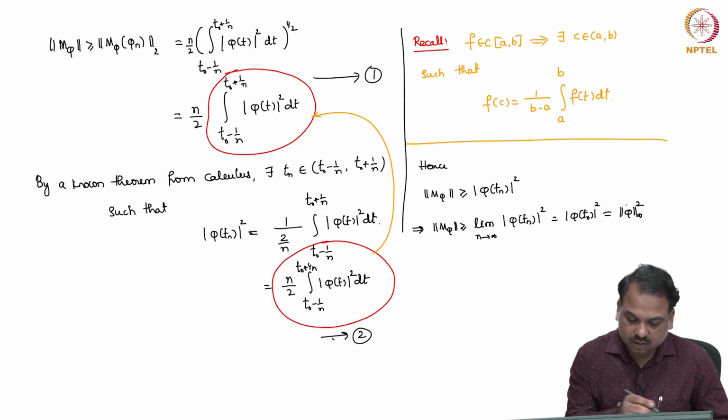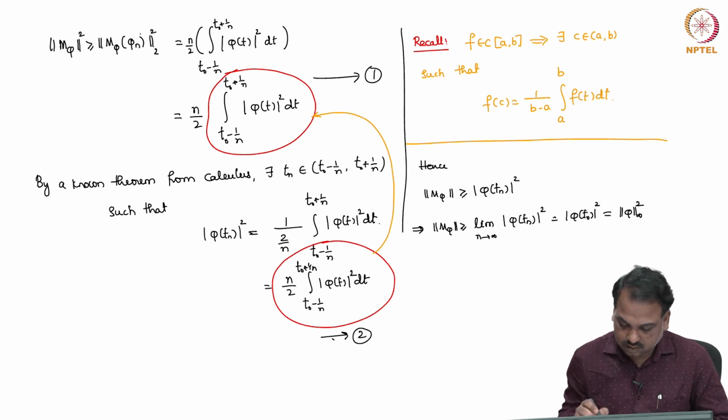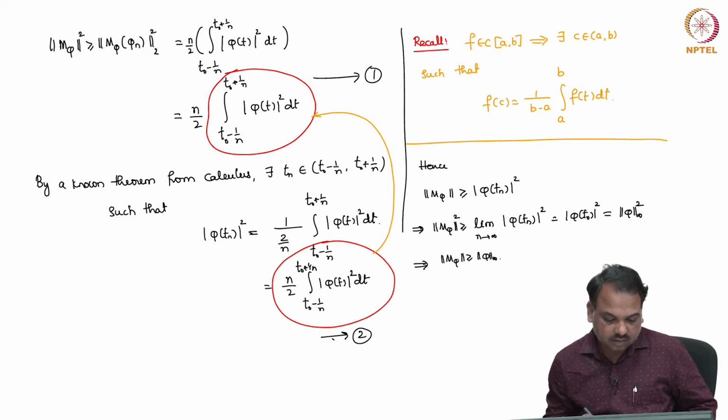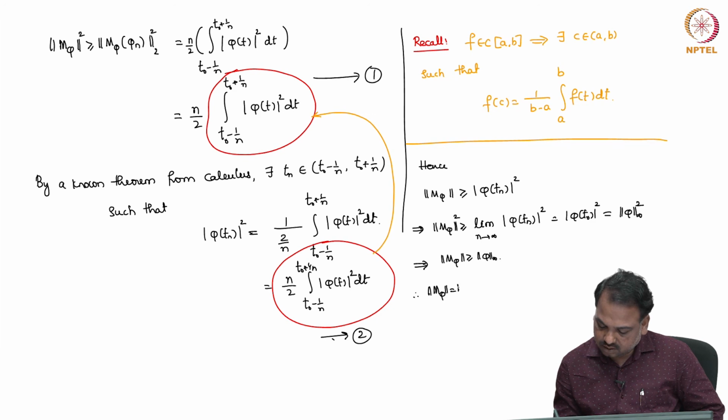Okay, so here we can actually take square. This concludes that the norm of m phi is bigger than or equal to the norm of phi, and by the earlier inequality, which is the opposite, from these two we can conclude that the norm of m phi and the norm of phi are the same.